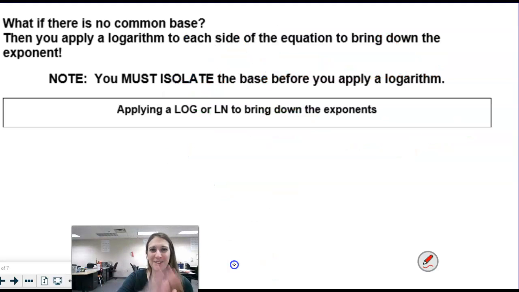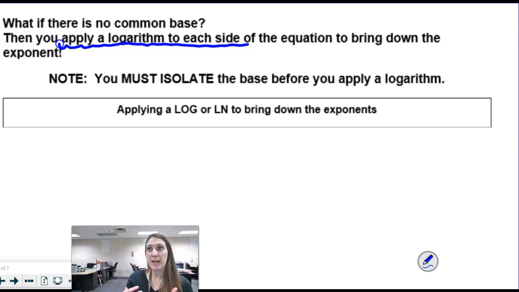Because that's life, right? All right, so now what if there is no common base? What if I look on my chart and I don't see a common base, it's not in the 2 row, the 3 row, the 4 row, it's not anywhere on my chart? Well, this is a method that actually would work for any problem, even the common base questions.